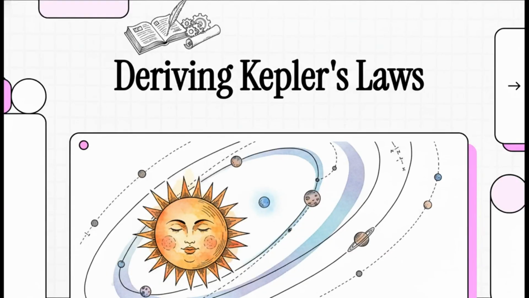Welcome! Today we're going to embark on a rigorous mathematical journey. Our goal is to derive Kepler's three famous laws of planetary motion, but not from looking at data. Instead, we'll derive them directly from the first principles of Newton's law of universal gravitation. It's a beautiful demonstration of just how powerful Newtonian mechanics really is.